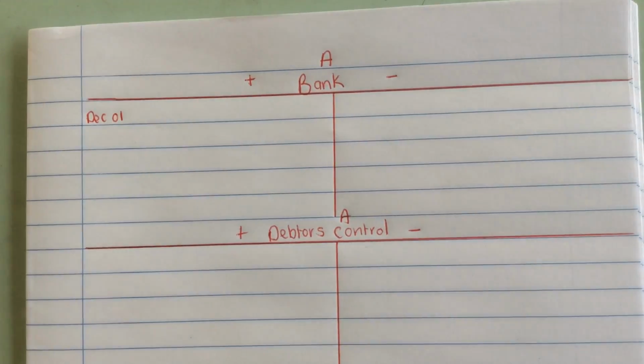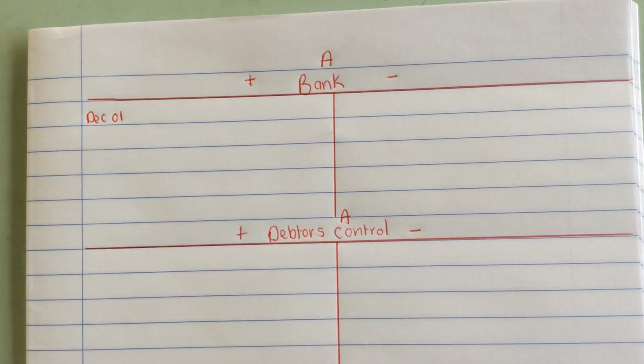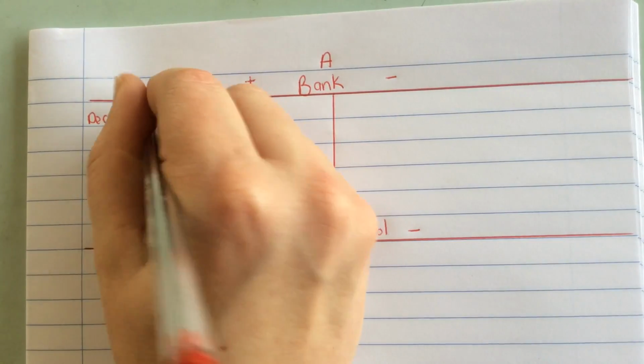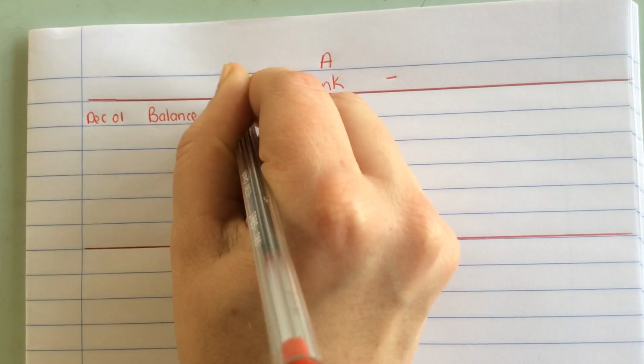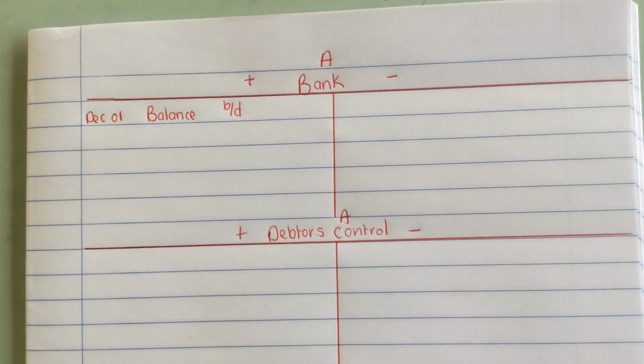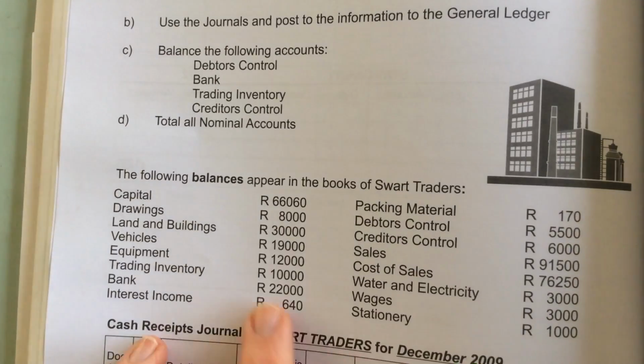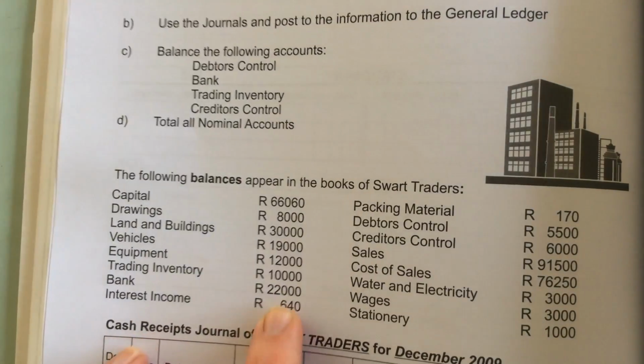Now, what section, and if you know for your trial balance, what section would the bank account go in? Which section? Balance sheet section or nominal accounts? Okay, so I'm going to write balance brought down, and your balance brought down from the exercise, you can see here it is 22,000.